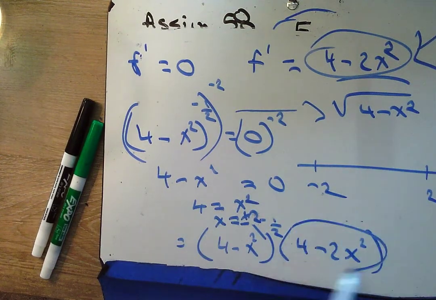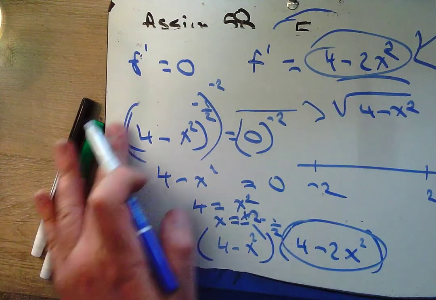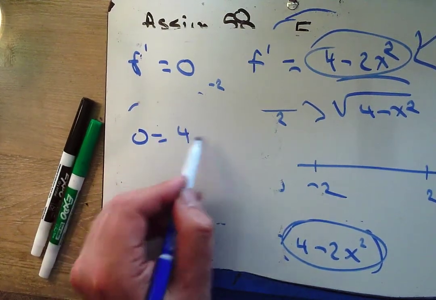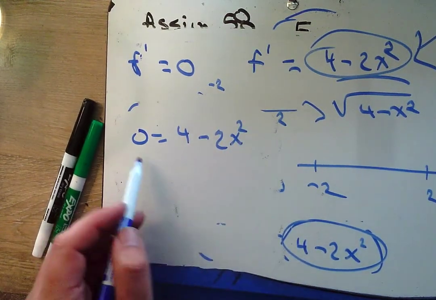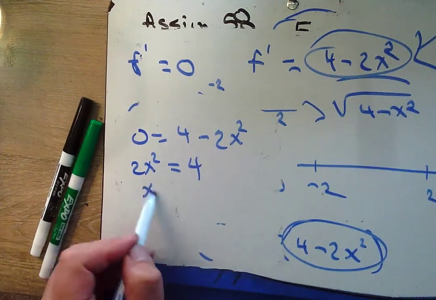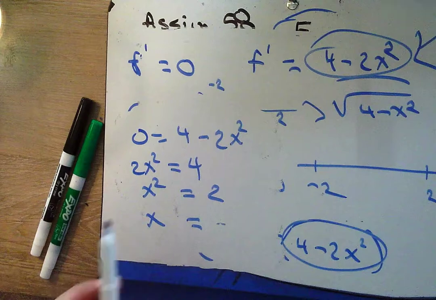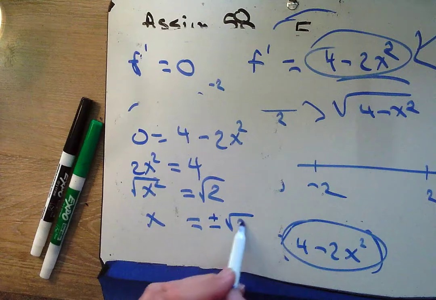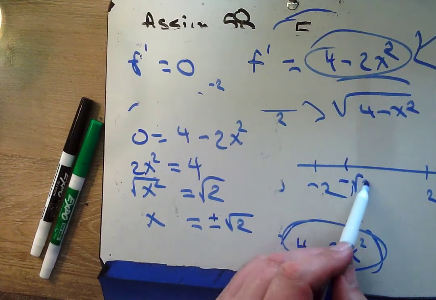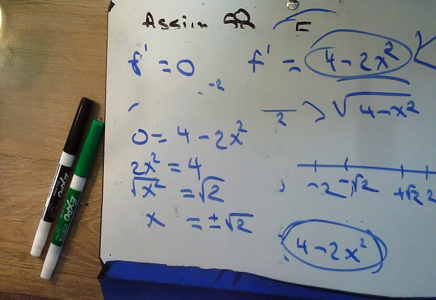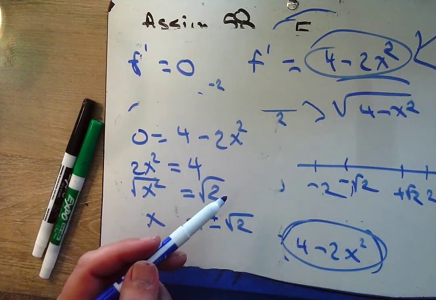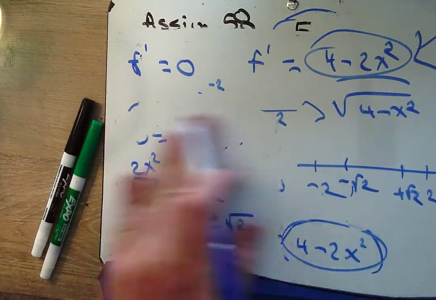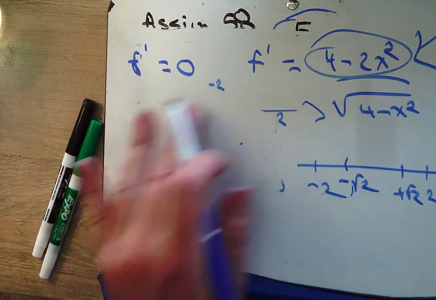Now, what about setting this guy equal to 0? All right, well, let's see what happens there. So 0 equals 4 minus 2x squared, and then I get 2x squared equals 4, or x squared equals 2, or x equals, don't forget, when you take the square root of both sides, you've got to remember that plus and minus. So I've got negative root 2, I've got positive root 2. These are all places where f prime is undefined, or when f prime is 0. And so these are all candidates for me to test in my original function.